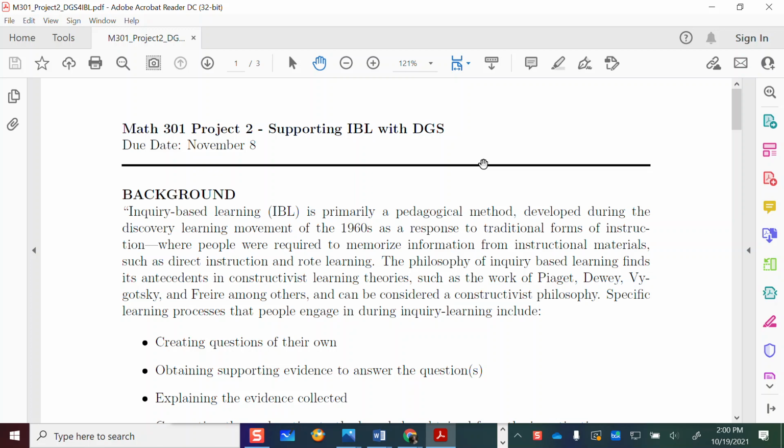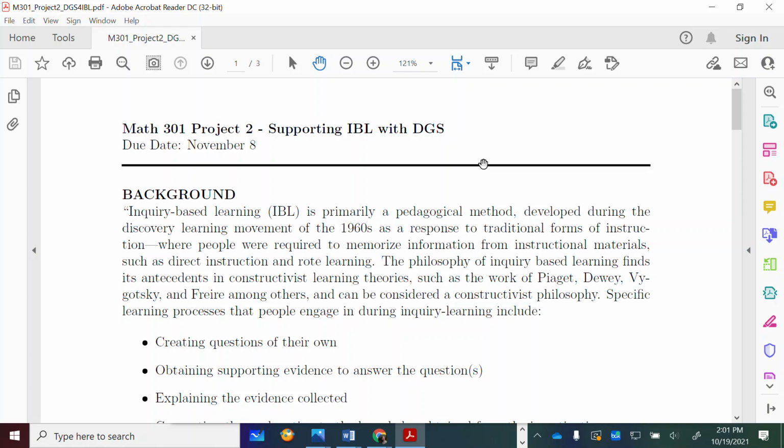Inquiry-based learning, or IBL, is primarily a pedagogical method developed during the discovery learning movement in the 1960s as a response to traditional forms of instruction where people were required to memorize information from instructional materials, such as direct instruction or rote learning. So the philosophy of inquiry-based learning finds its antecedents in the constructivist learning theories, such as the work of Jean Piaget, John Dewey, Lev Vygotsky, and Paulo Freire, among others. It can be considered a constructivist philosophy.